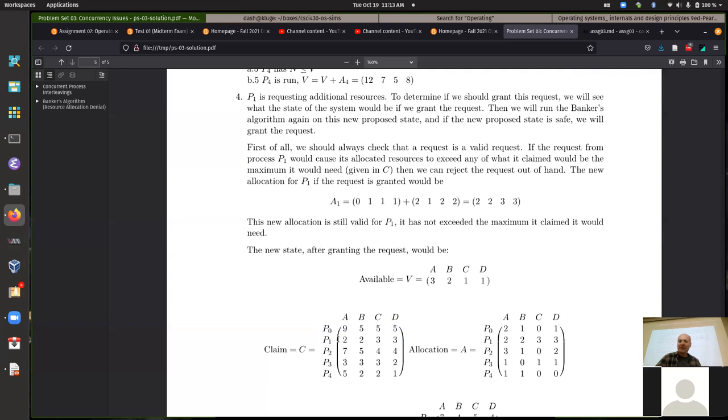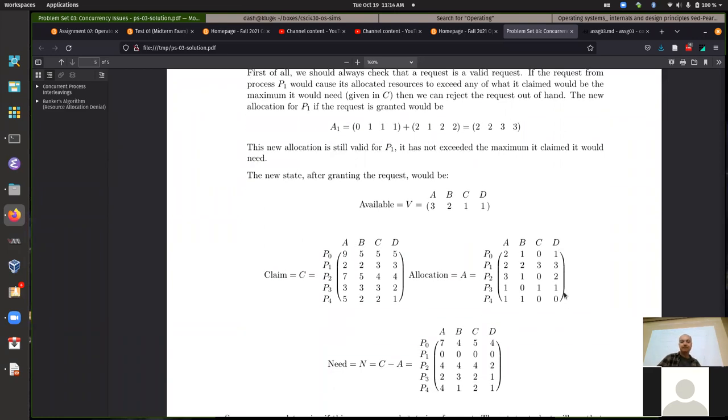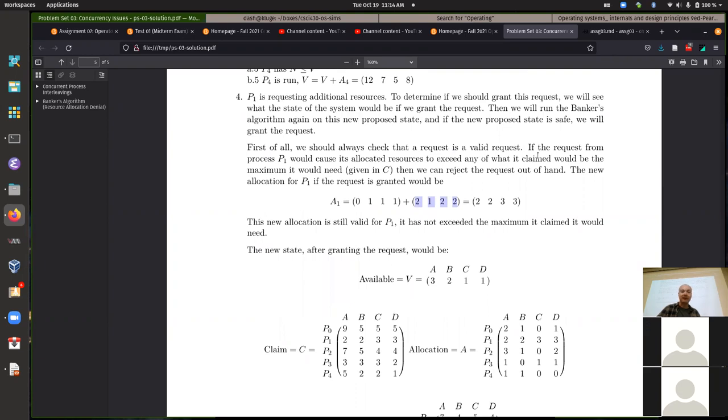But the most common thing was that at least 20%, 25% of people were actually adding the value to the need matrix or the claim matrix instead of doing what I should have done. I'm trying to remember exactly what people were doing, but this was supposed to be an additional resource request for process one. Two people were doing it for the wrong process somehow, like for process four or something.